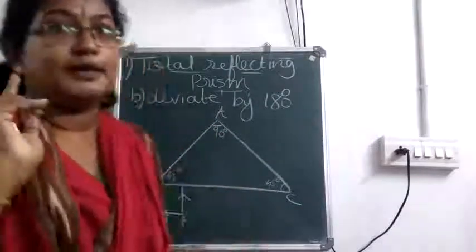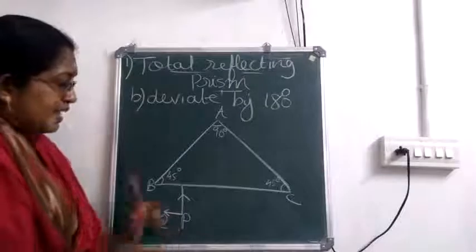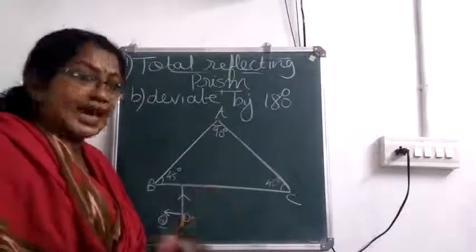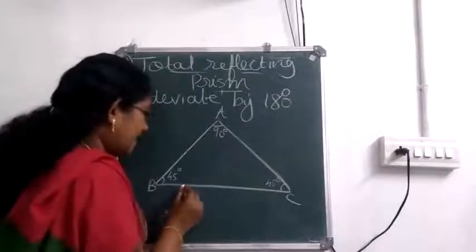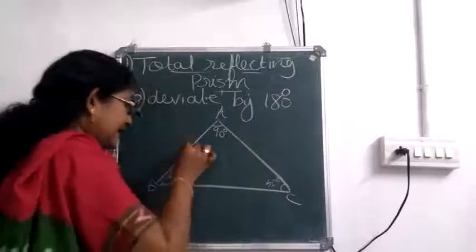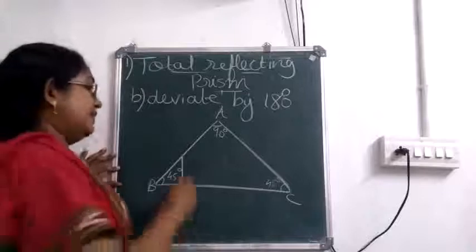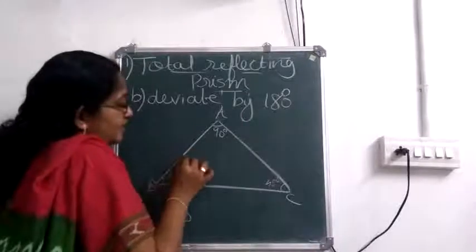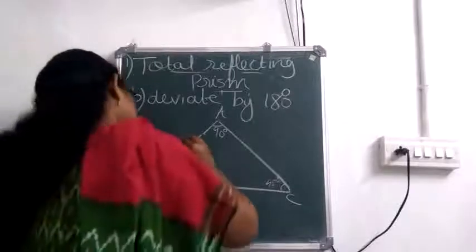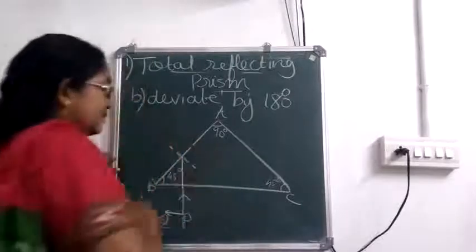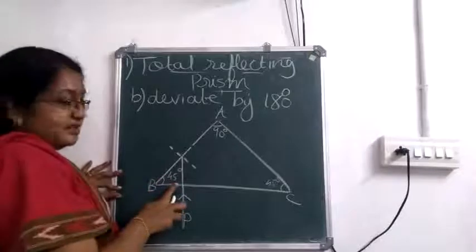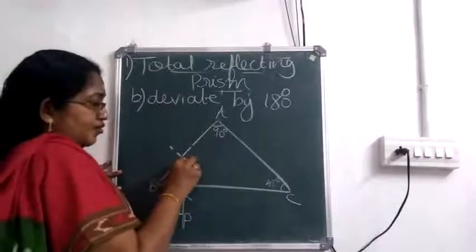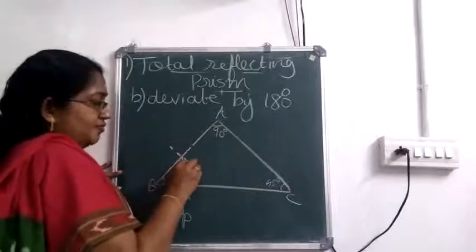Okay, so keep that point in your mind. Now P, from P the ray hits on the face BC and it is normal incidence. So what happens? It will go without any deviation and it hits on the face AB. So when it hits on the face AB, what happens here? This angle is 90 degrees, this angle is 45 degrees. So naturally this will be 45 and this also will be 45 degrees.